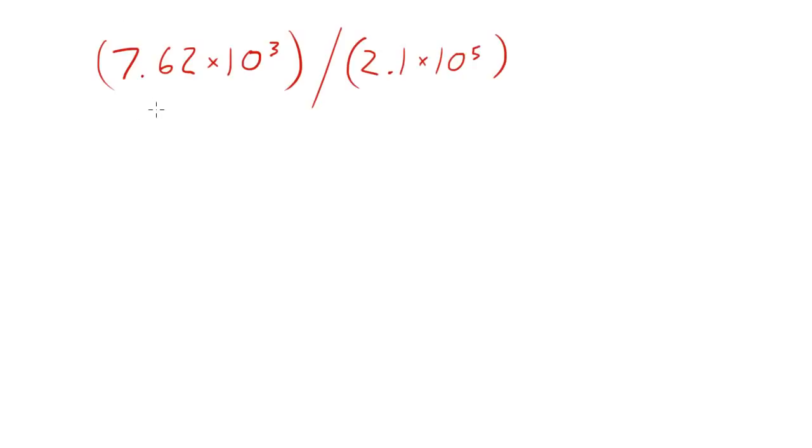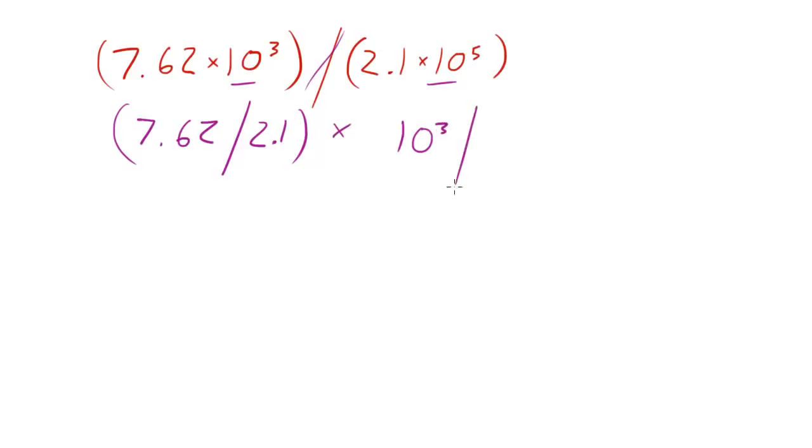So let's go ahead and jump into division with scientific notation. Just like multiplication, we need to pull this number and this number first. So 7.62 times 10 to the third divided by 2.1 times 10 to the fifth equals 7.62 divided by 2.1, and then once we figure that out, we multiply that by this divided by that. So we have 10 to the third divided by 10 to the fifth. Let's figure out each side of this equation.